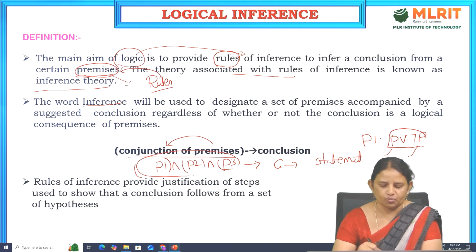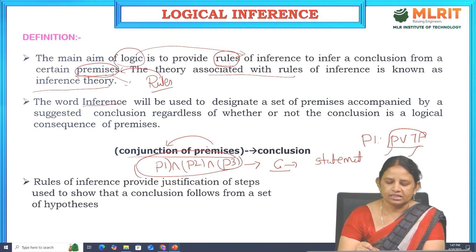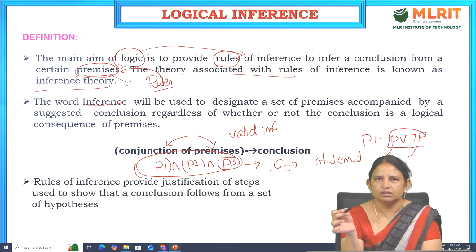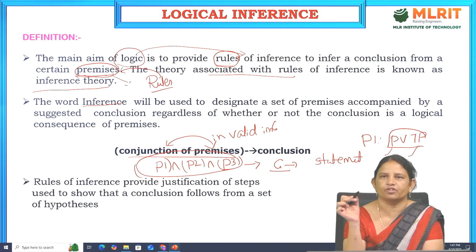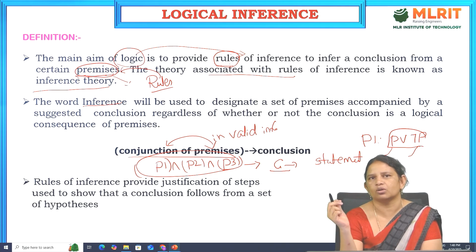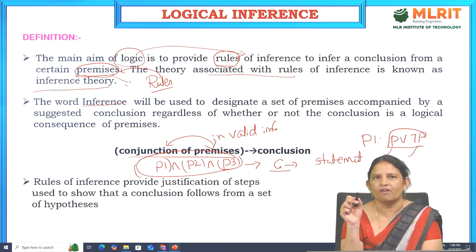From these set of premises, if the conclusion is derived, then this is a valid inference. If the conclusion is not derived, then it is called an invalid inference. So the conclusion may be either a valid inference or an invalid inference. How can the conclusion be derived? By applying the set of premises. A premise may be either a variable or a negation of a variable. We take the conjunction of the premises. If that conjunction of premises can derive the conclusion, then the inference is said to be a valid inference.